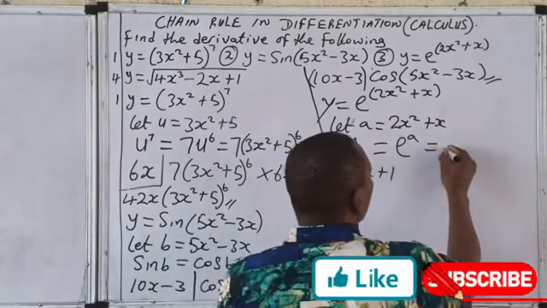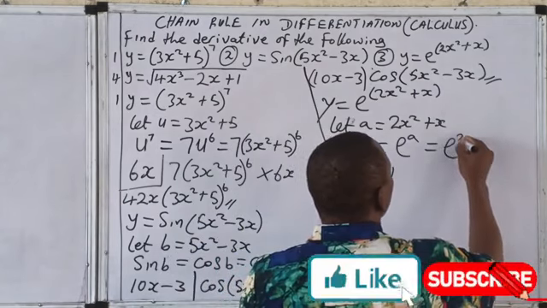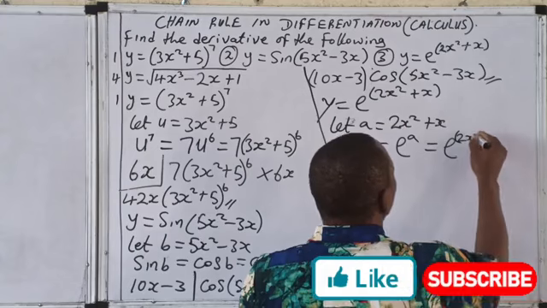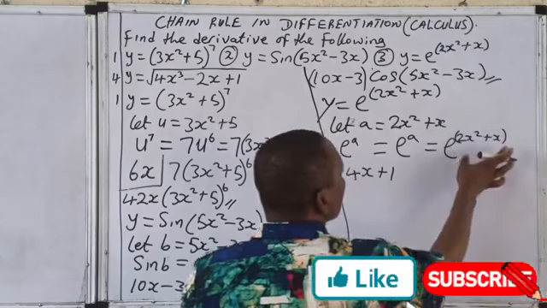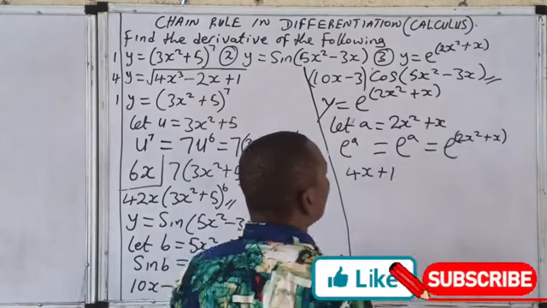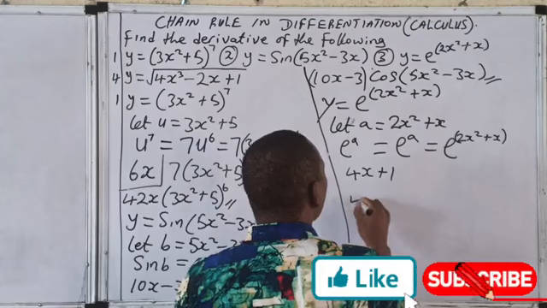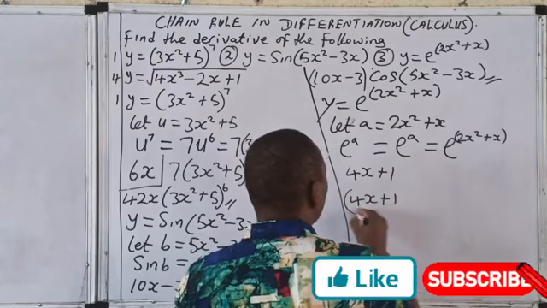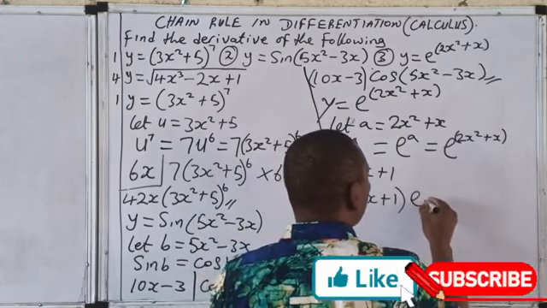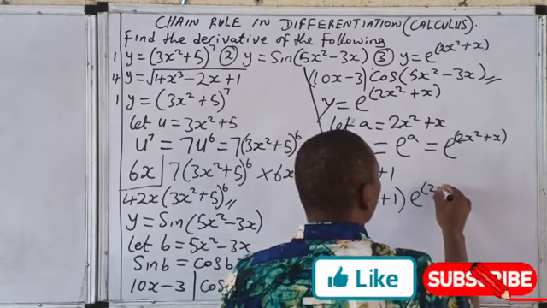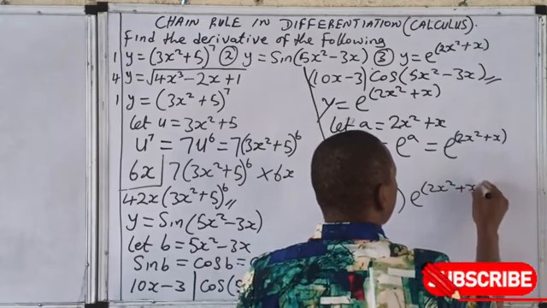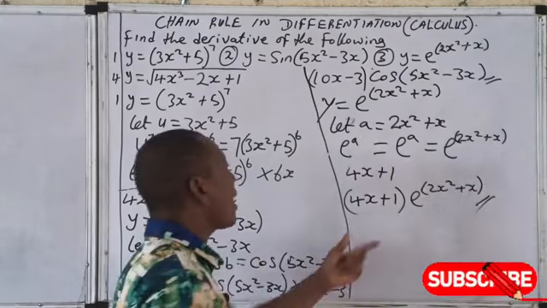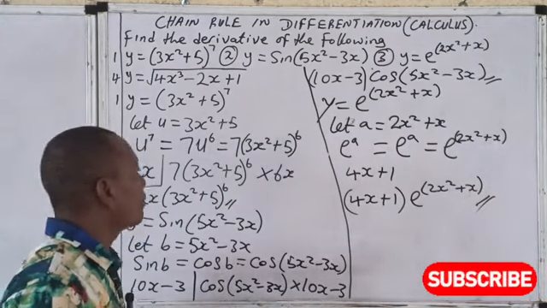This one is also equal to e raised to the power of (2x squared plus x). So we are going to use this to multiply this. What will it give us? If you use this to multiply this, you have (4x plus 1) bracket e raised to 2x squared plus x. So this is the answer. It's very simple mathematics.